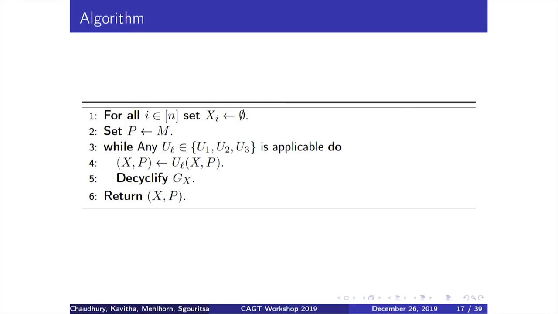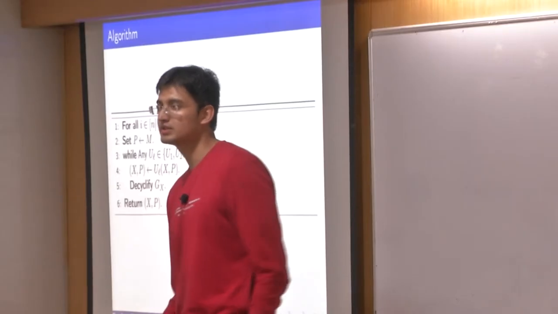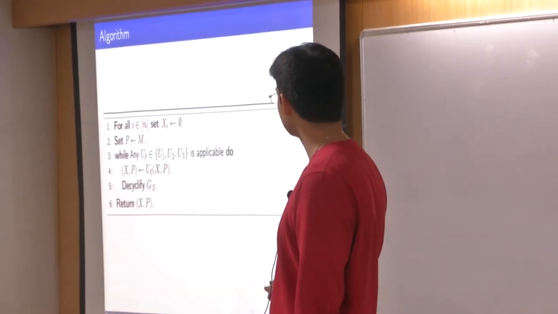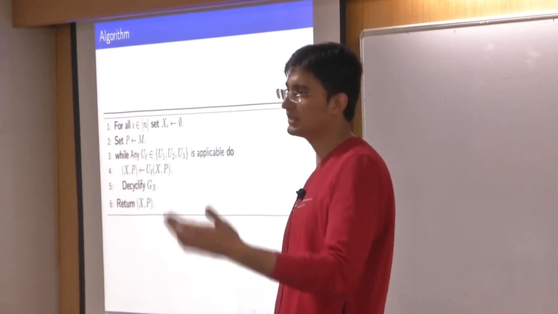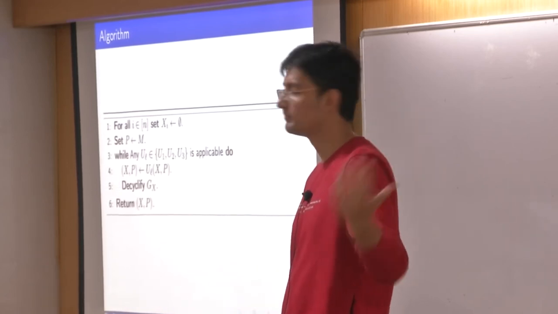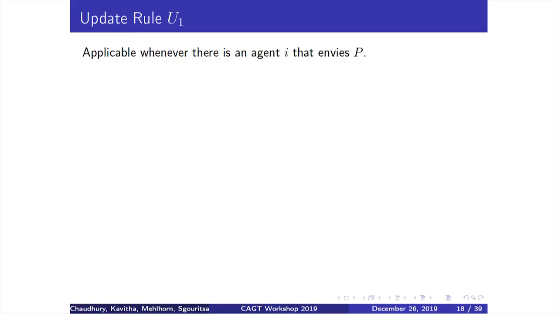So at the beginning, for instance, we start with a trivial partial EFX allocation where we throw everything into the pool and every agent has a null set. So this is trivially EFX. Now, as long as one of these update rules is applicable, I would apply them. I would update my partial allocation and my pool, and I would just keep going. So let's get into these rules. So the first update rule is applicable whenever you have an agent who envies the pool.